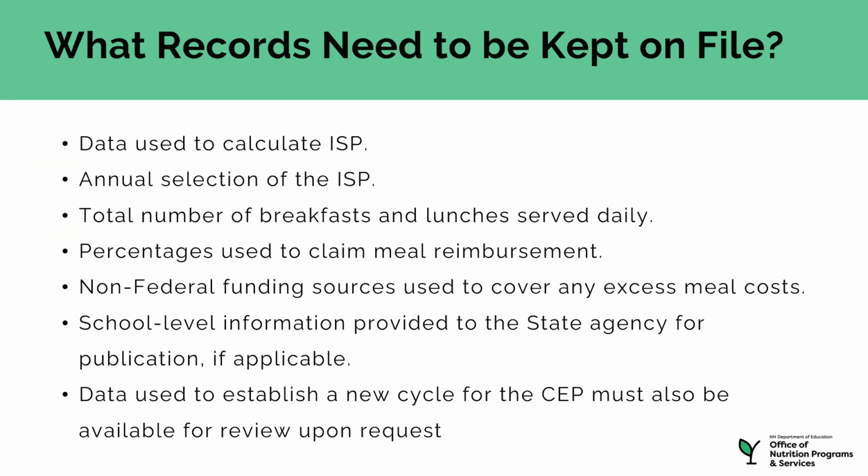So here you'll see a list of the records that need to be kept on file. So data used to collect or calculate the ISP, total number of breakfast and lunches served and claimed, the percentage that was used to claim the meals, any information on non-federal funding sources, and the data that was used to establish a new cycle for CEP.